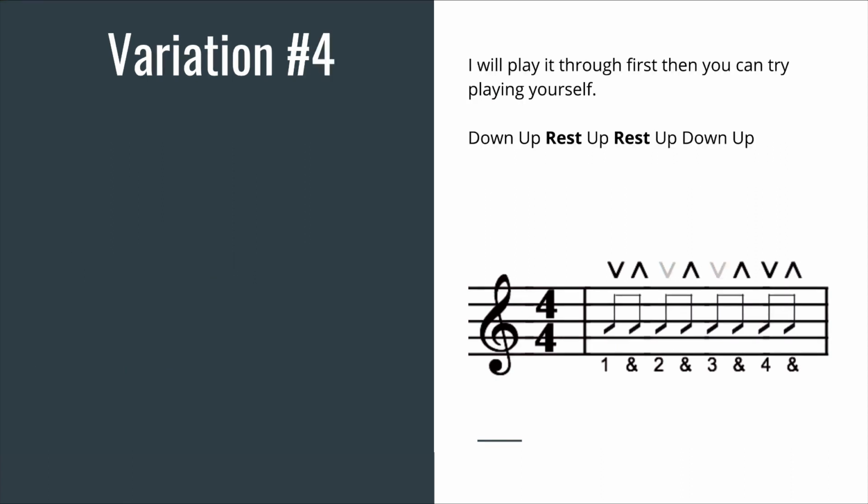For variation number 4, this one's actually quite tricky, and the reason it's a little bit more difficult is because we're not playing on the downbeat 2 and the downbeat 3. And this will feel quite strange and a bit odd because we're so used to playing on the 2 downbeat and usually on the 3 as well. Let's have a go through and see how this one works.